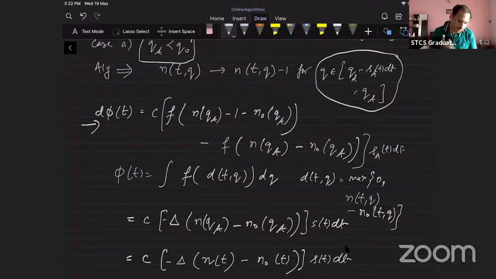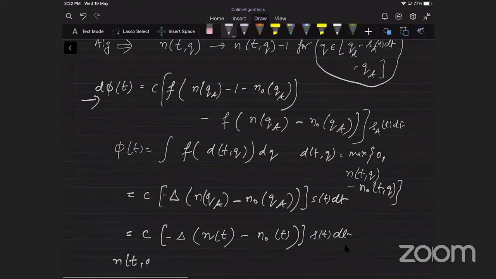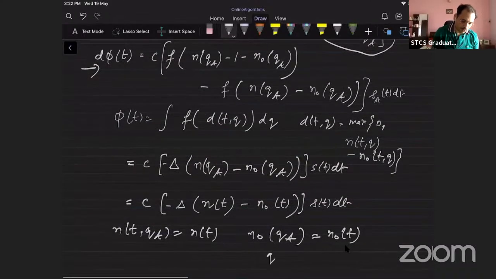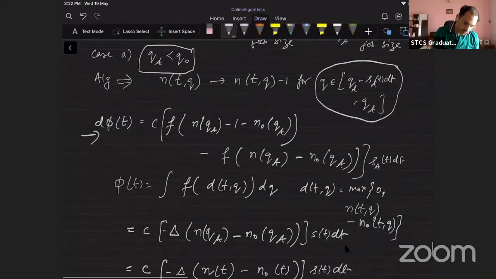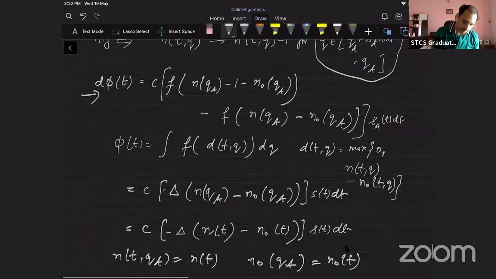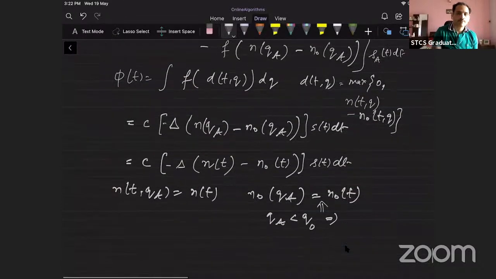So what is n of QA? It's always n of t, because I am always working on the smallest job. Correct? Yes. So n of t comma QA is always n of t. That's not a question. Why is n0 of QA equal to n0 of t? Because QA is less than Q0. So this implies that this is true. All right.